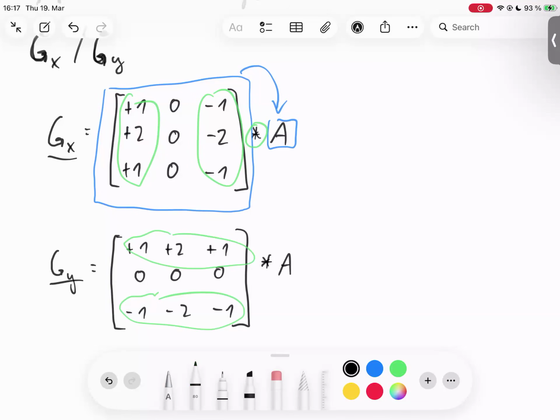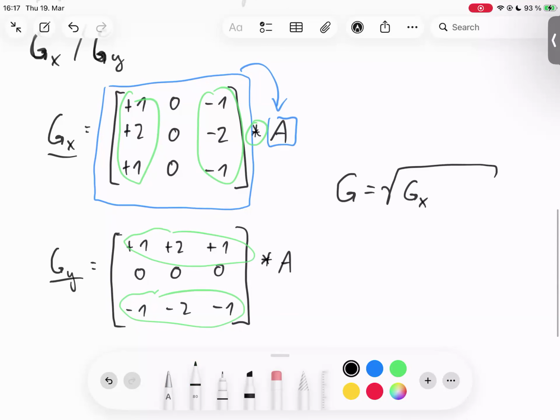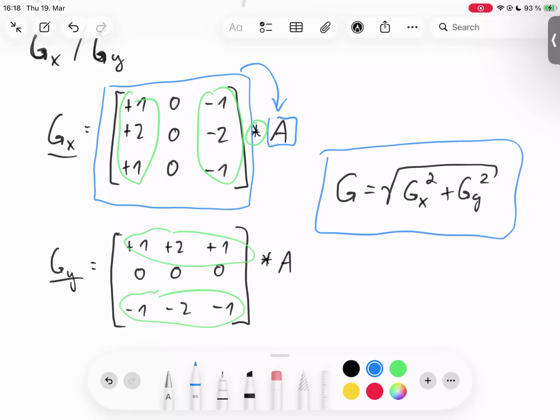And now I have change along X, change along Y. Like this, I can calculate my actual change, which is G, the actual gradient. And what I do here is I do Gx squared plus Gy squared, and I sum this up and take the square root. This very importantly here is the result, or the gradient.